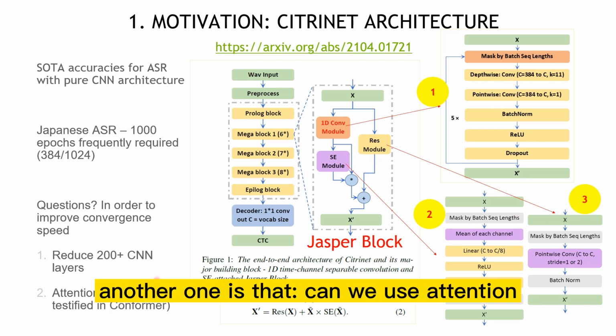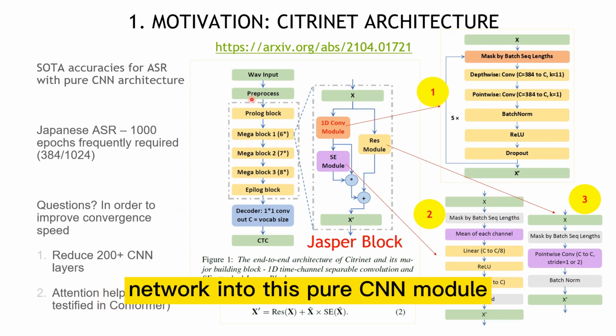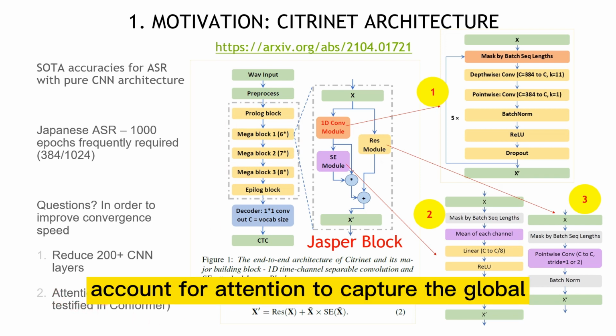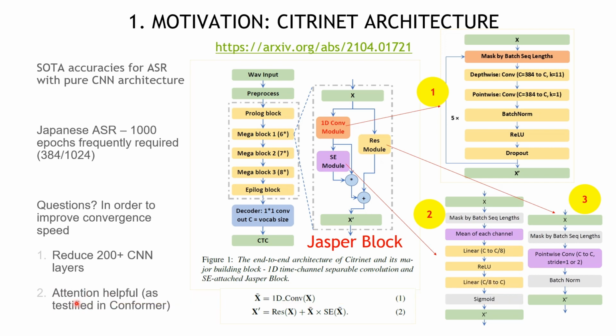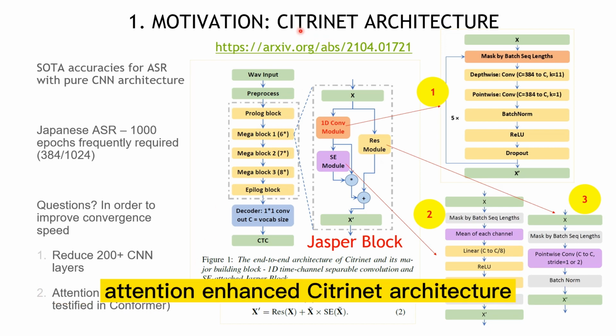Another one is that can we use attention network into this pure convolution module so that we can also account for attention to capture the global information of the input wave. So based on these 2 motivations, we propose our attention-enhanced Citrinet architecture.